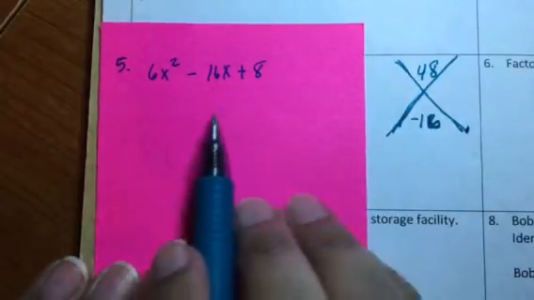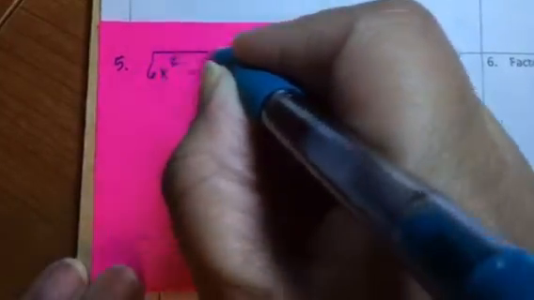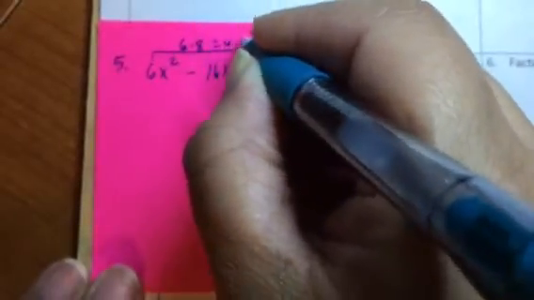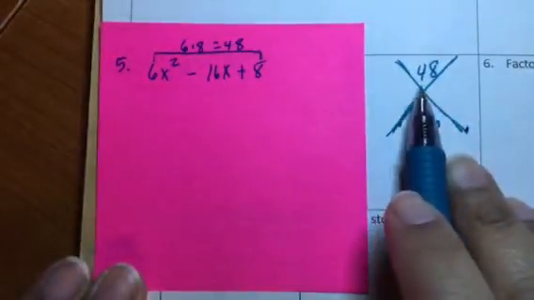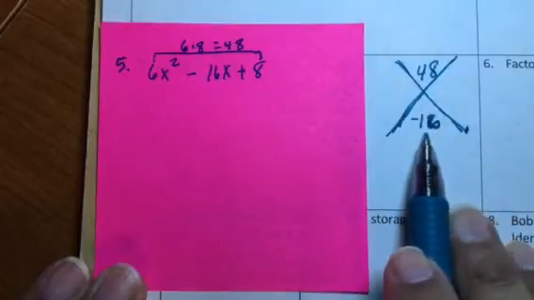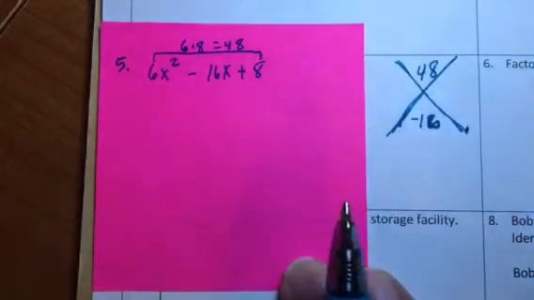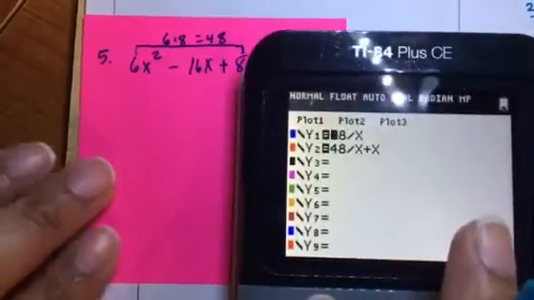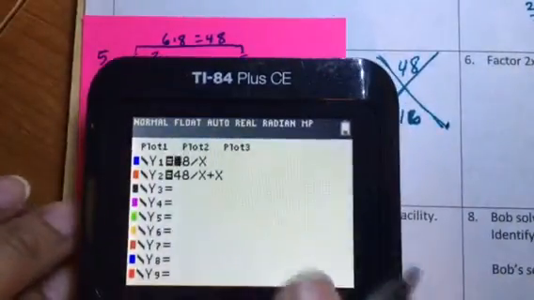Okay, so we've done this factoring. If you'll remember, we're supposed to take these two numbers, so 6 times 8 gives me 48, which is why I have 48 written up top, and then the 16. You're supposed to go to the calculator from here to get your factors that will add up to negative 16.